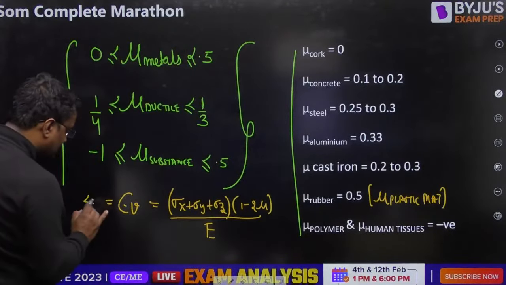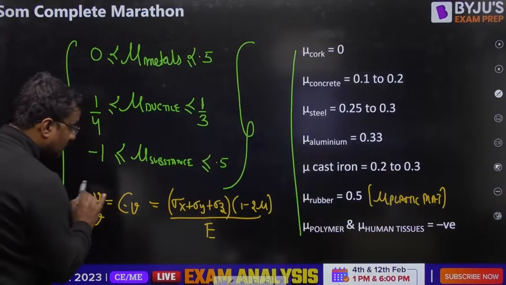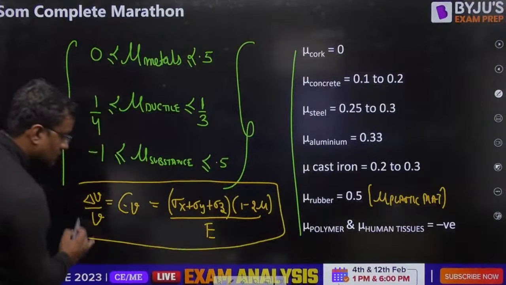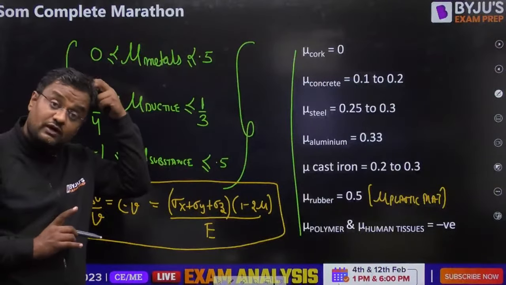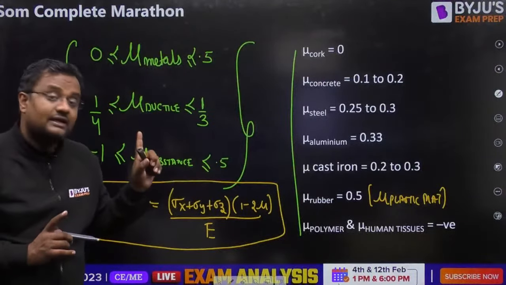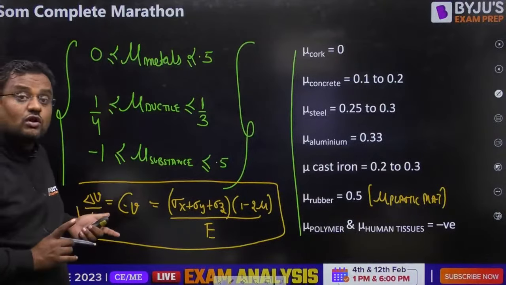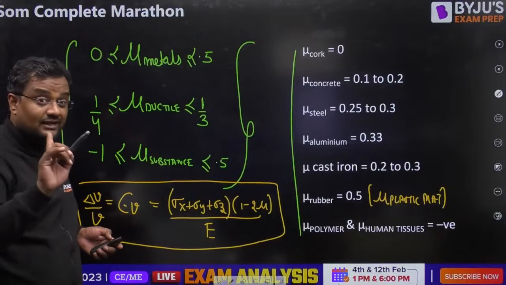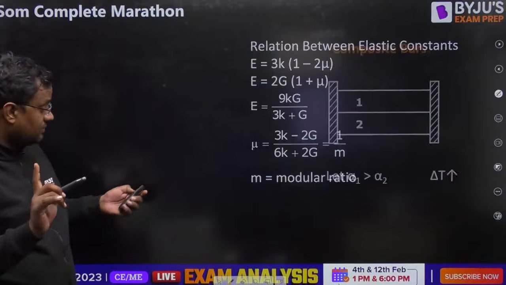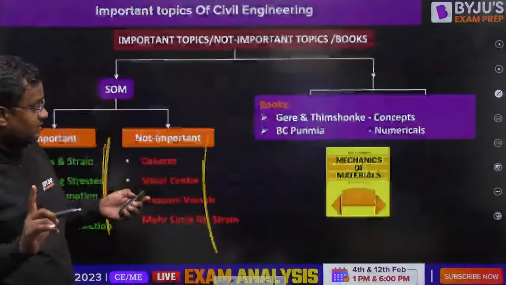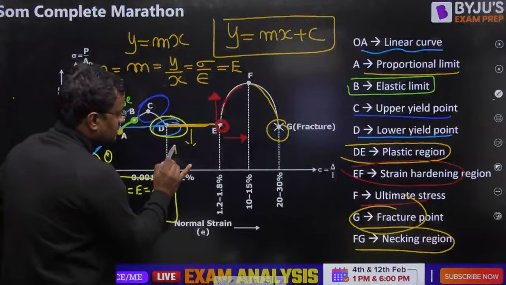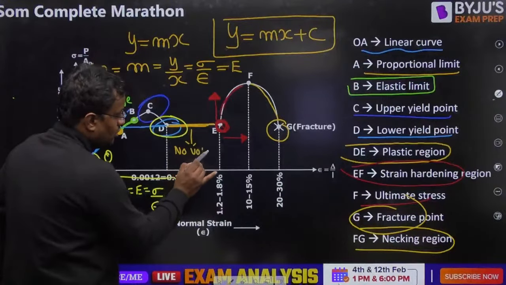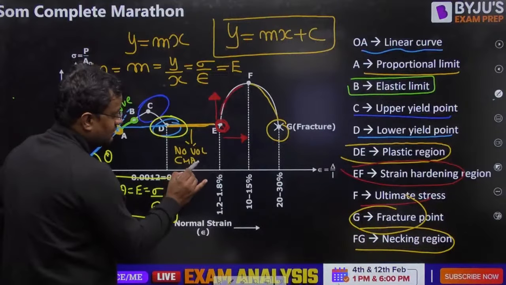Now for rubber, mu is 0.5, so this will always be 0. So there will be no volume change for rubber. For plastic material also, the volumetric strain should not be there. Let me tell you one important thing, you might not be knowing. Guys, in this region, there is no volume change. It is the plastic region.